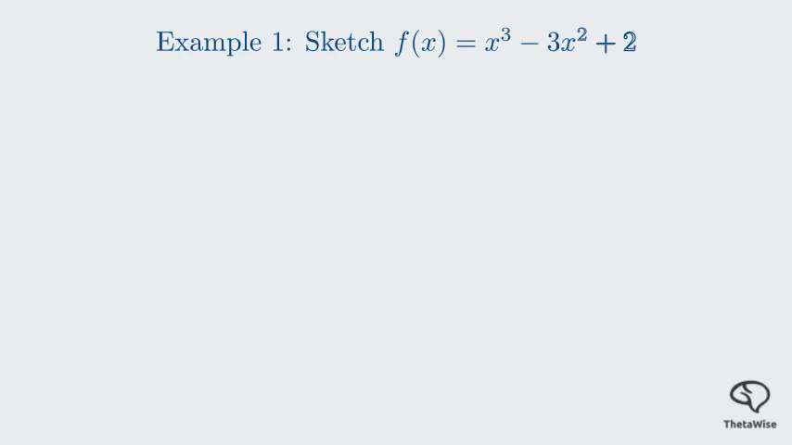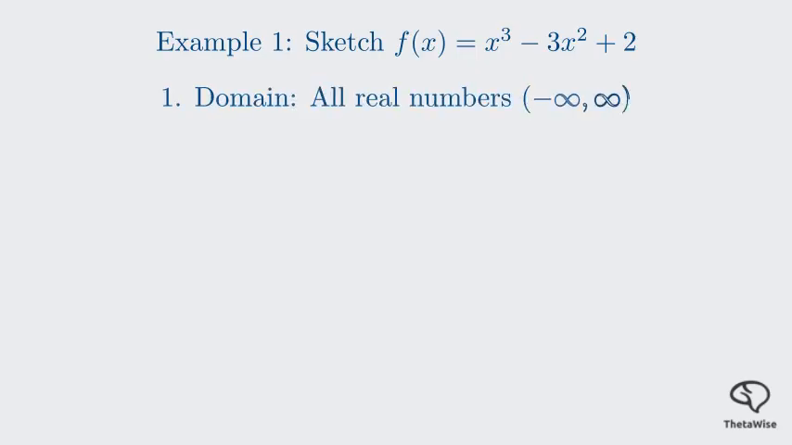Let's work through our first example. We'll sketch the curve of the function f(x) = x³ − 3x² + 2. First, let's find the domain. Since this is a polynomial function, there are no denominators or even roots. Therefore, the domain is all real numbers, which we can write as negative infinity to positive infinity.